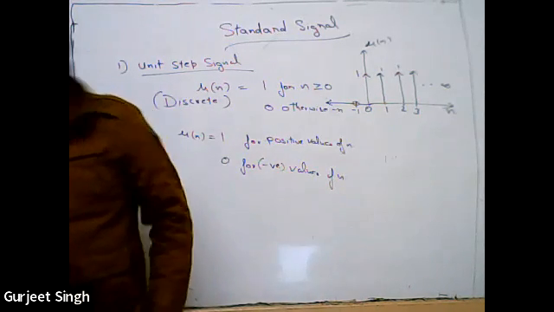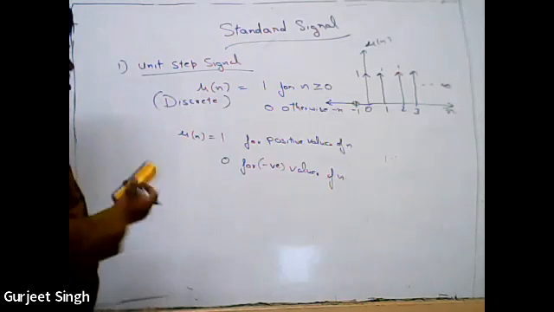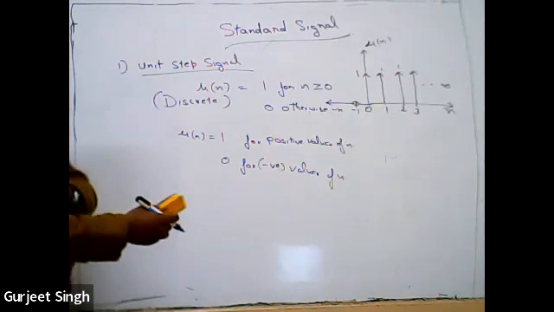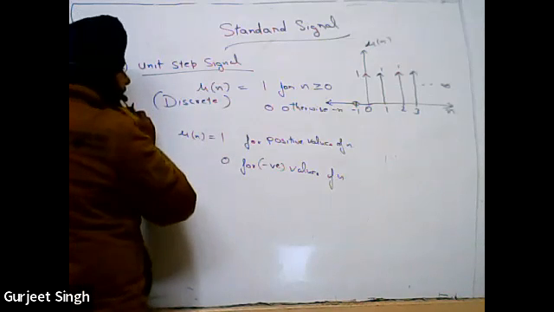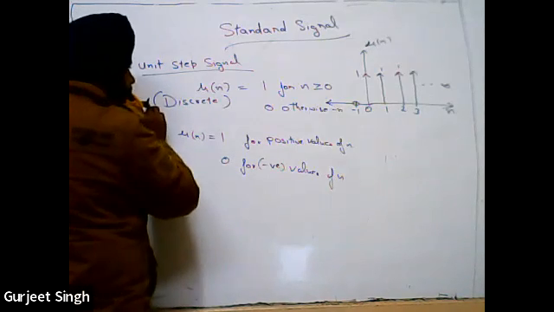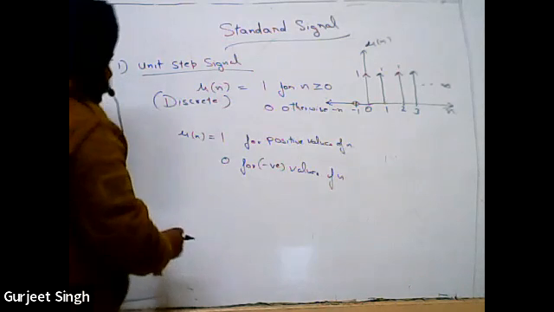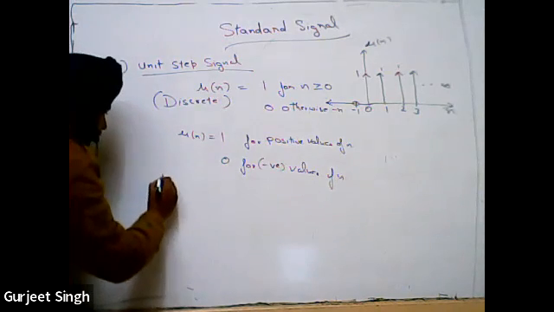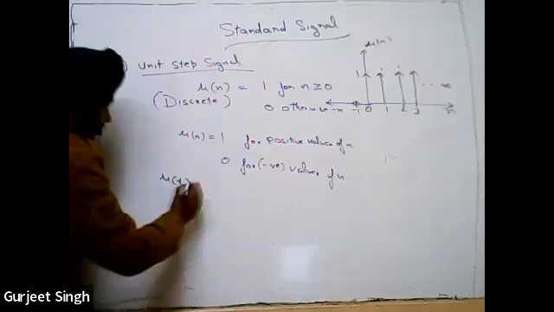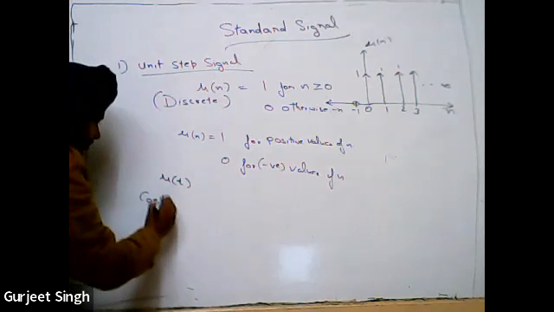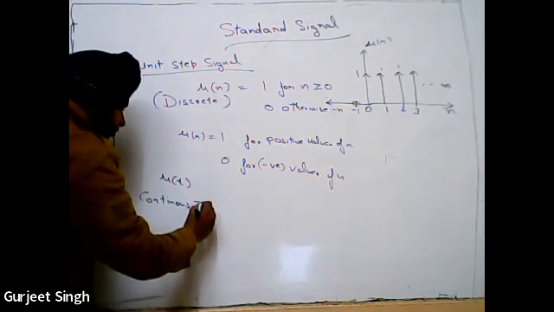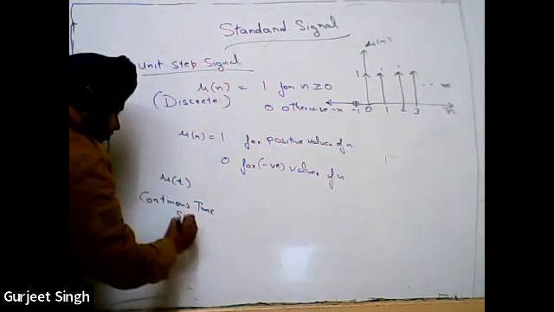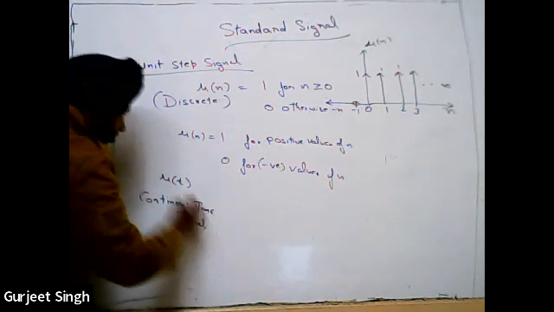Okay, so this is the unit step signal representation for the discrete time signal, u[n]. Next, I will explain u(t), which is for the continuous time signal.